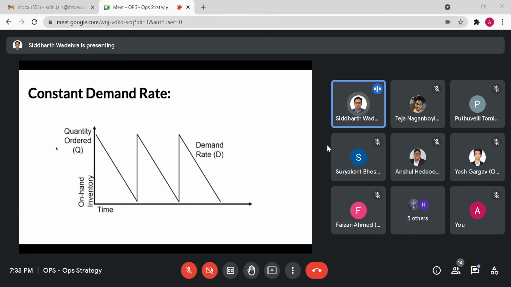So we've said that it's a constant demand rate. On the x-axis, you have time, and on the y-axis, you have the quantity that's being ordered. All right?